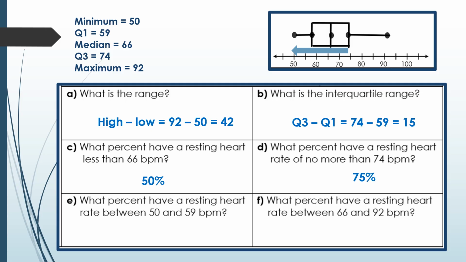What percent have a resting heart rate between 50 and 59? 50 and 59 is just this little section right here. There's 25% of the data in that section. What percent have a resting heart rate between 66 and 92? That's this part right here. That's 2 of those sections, where that's 50%.